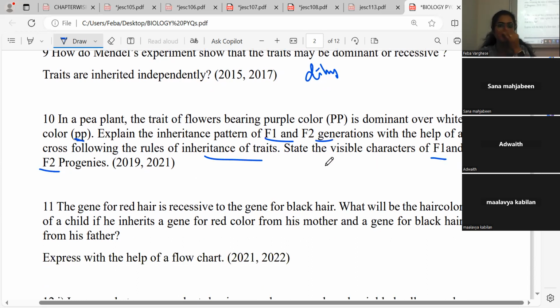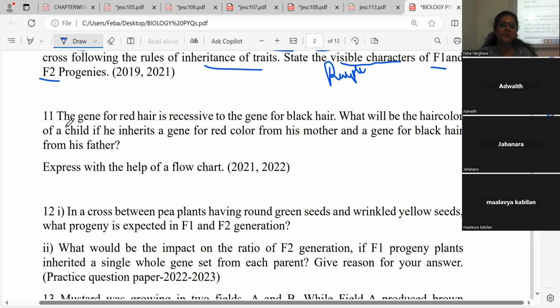In the F1 generation, all of them are going to be purple in color. In the F2 generation, you are going to get purple as well as white colored individuals, right? Visible characteristics. We are asking for the phenotype, not the genotype, and you have to show the inheritance using the cross and all.